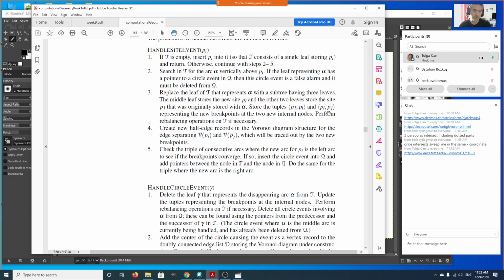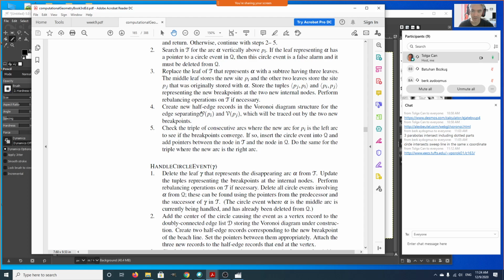There are 2 new breakpoints that are happening, and these 2 new breakpoints become 2 new intermediate nodes with 3 leaf nodes underneath them. And at this point, if the tree becomes unbalanced, we make it balanced again. So if you're using AVL trees or red-black trees, call their necessary functions to restore the balancedness of the tree. This is what it's saying.